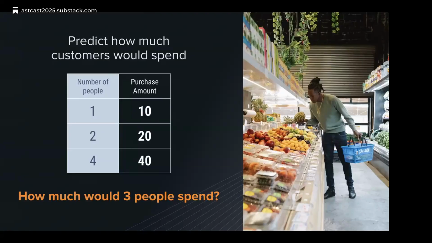No. But what if the AI said, I think 3 people should spend $1 million? Would you go, well, that's kind of ridiculous? No. That's a pretty clear fail. But if it said 29, well, that's pretty close to 30, so that's better than $1 million.